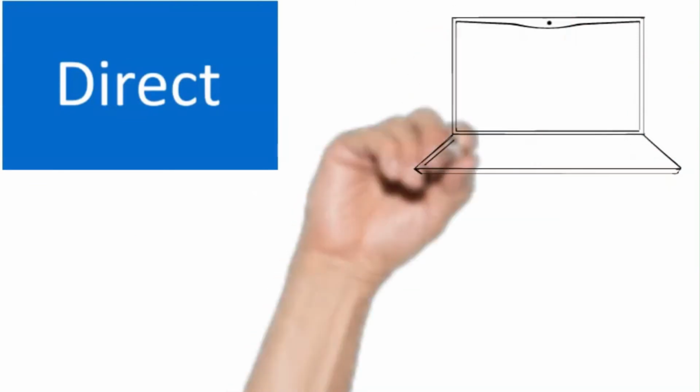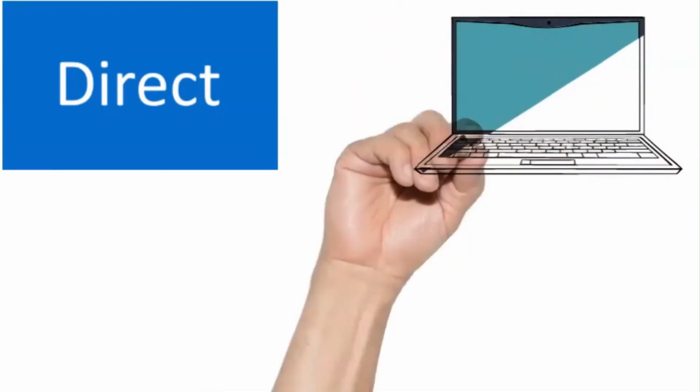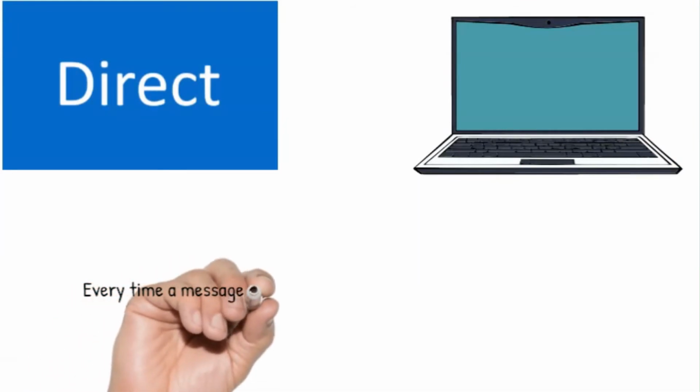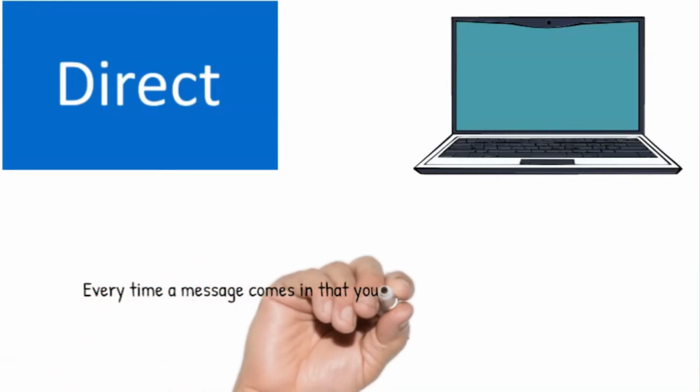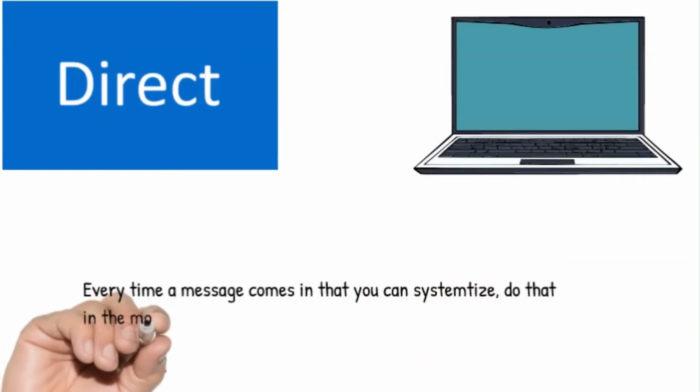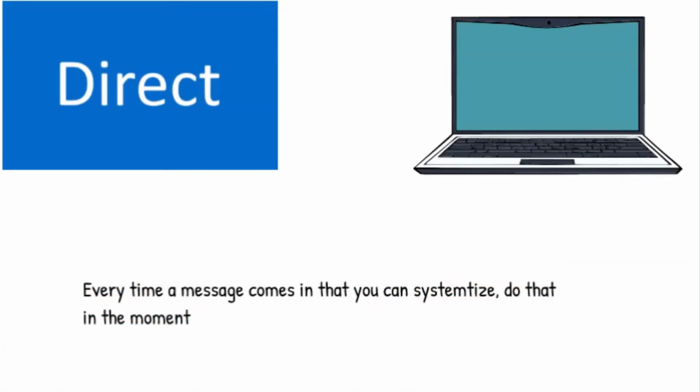The final D that we added to this party is called direct. Remember, the idea here was to create some automations to keep things out of your inbox. So every time a message comes in that you can systematize, do it in the moment. Put your rules in place so that in the future, those things are going exactly where you want them without having to second guess it and without it sitting in your inbox for you to take the next step.